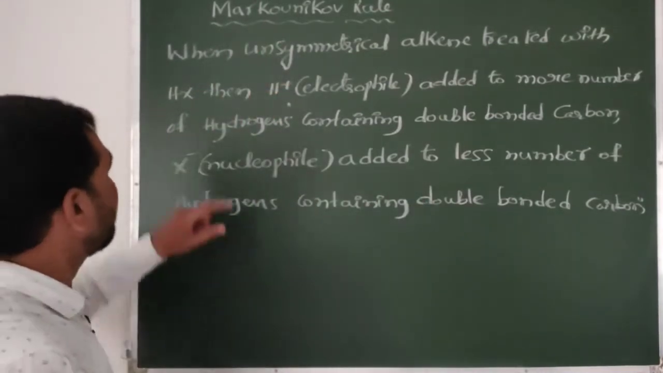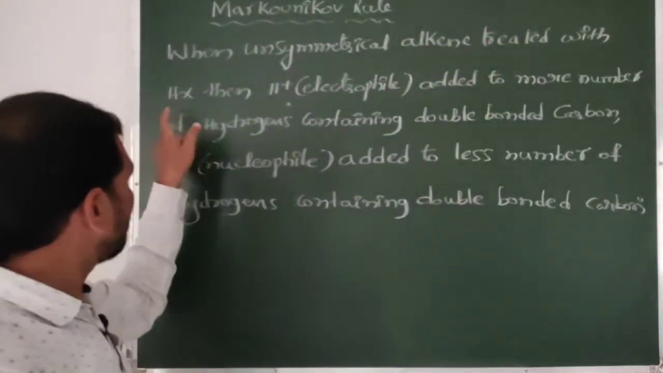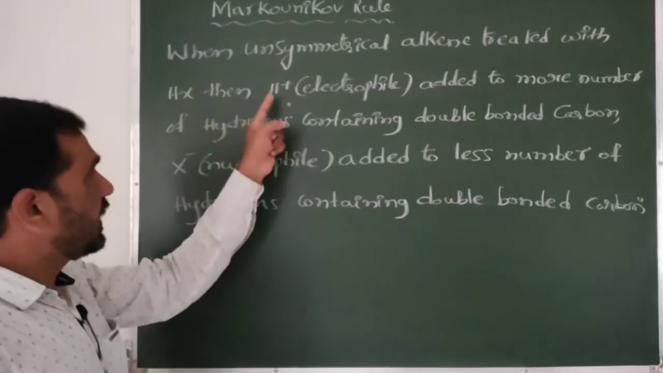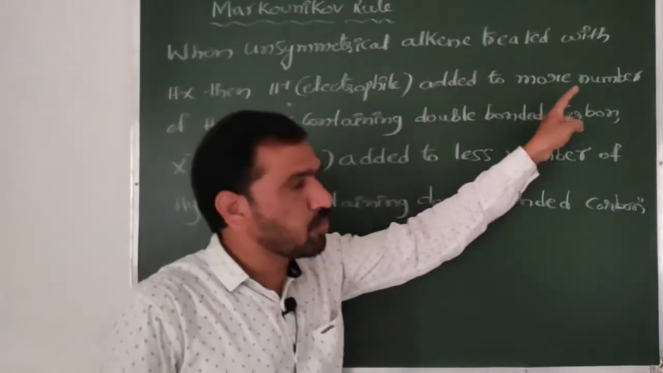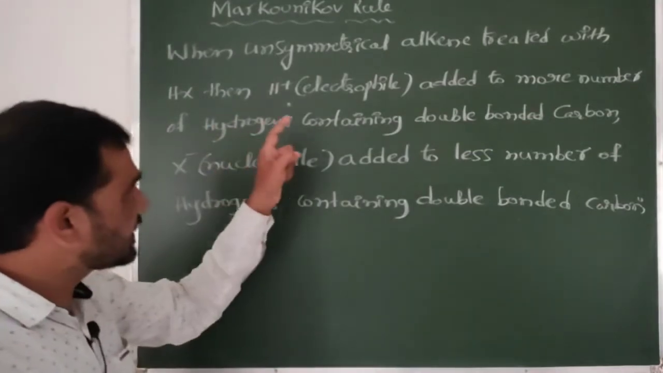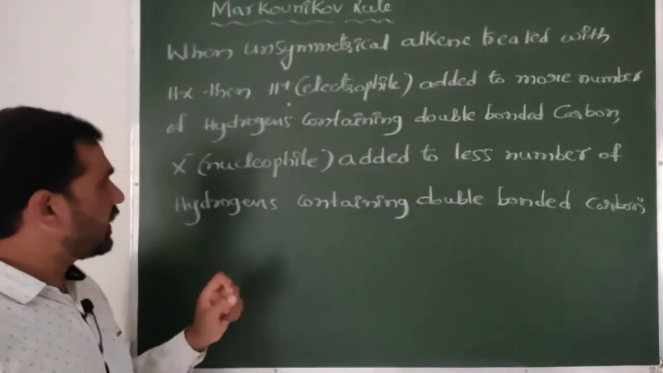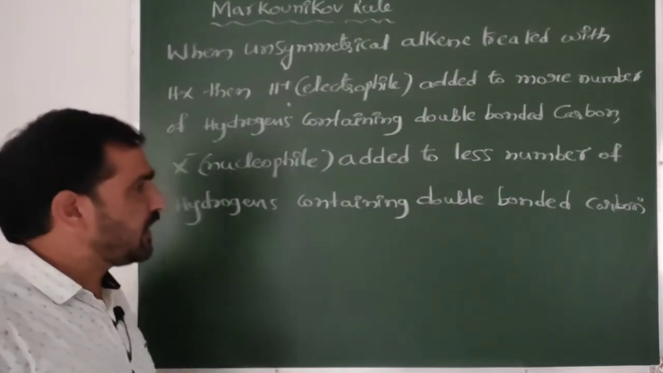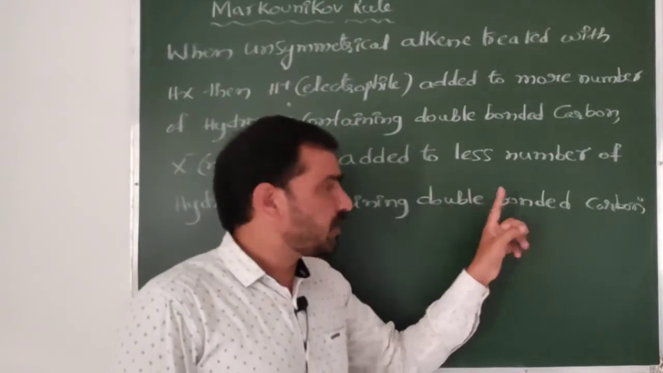Let me see once again. When unsymmetrical alkene treated with hydrogen halide, then H plus, which is also considered as electrophile, added to more number of hydrogens containing double bonded carbon, and X minus, which is considered as a nucleophile, added to less number of hydrogens containing double bonded carbon.